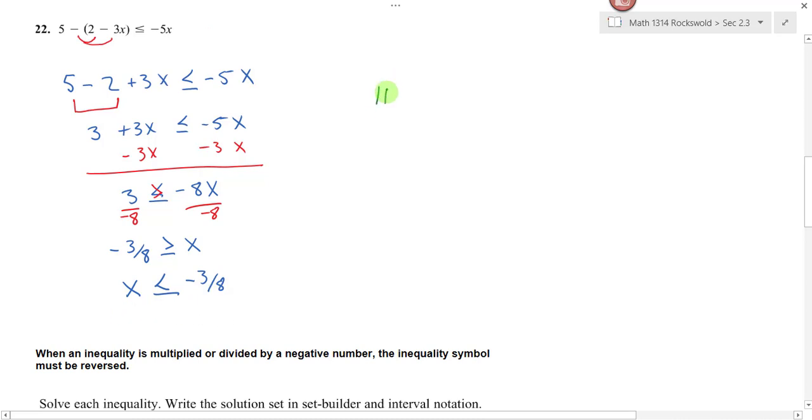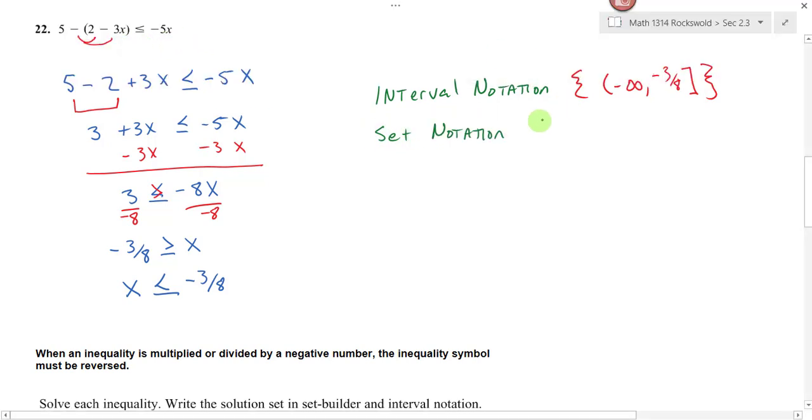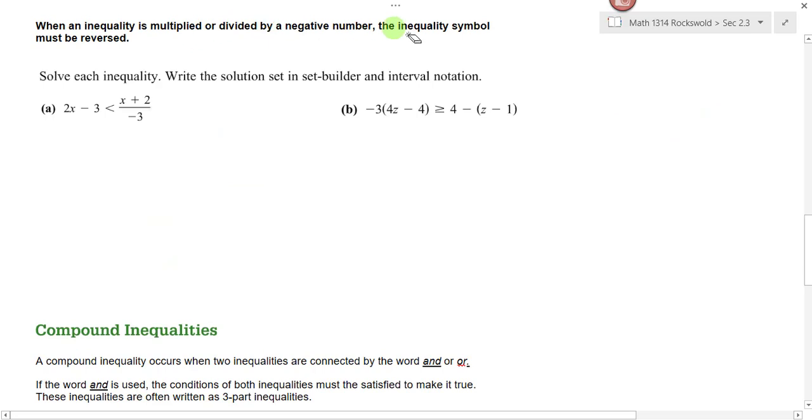How would I write it using interval notation? I was told I would write parentheses, negative infinity, comma, negative 3/8 bracket, and that is absolutely correct because our solution is going to be all the x's to the left of negative 3/8 going off to negative infinity. Whenever you're using interval notation, you have to put the smallest value first, then the largest value in your interval. If I write my answer using set notation, it would look like this. It's going to be the set of x's given the condition that x is less than or equal to negative 3/8. When an inequality is multiplied or divided by a negative, you've got to flip the inequality.